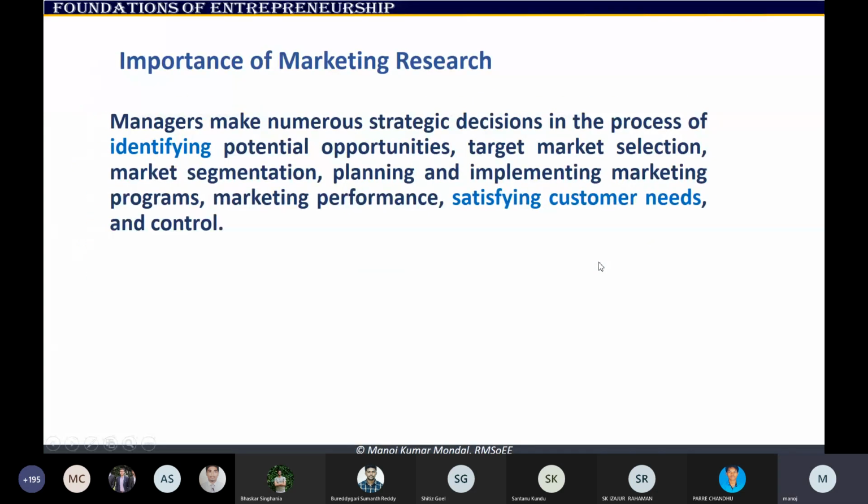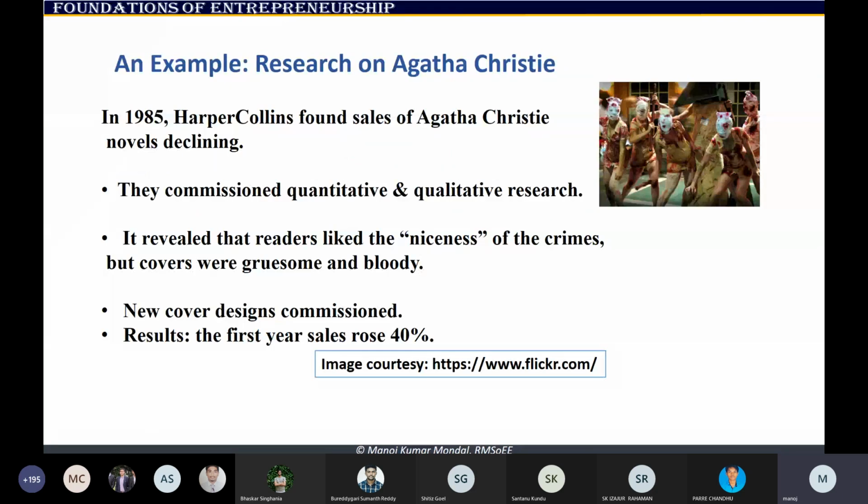Importance of market research, I think you can already appreciate. An example of market research. This is a wonderful example, not from India, but it makes a lot of sense, so I put it. In 1985, HarperCollins found sales of Agatha Christie novels declining. They commissioned quantitative and qualitative research.